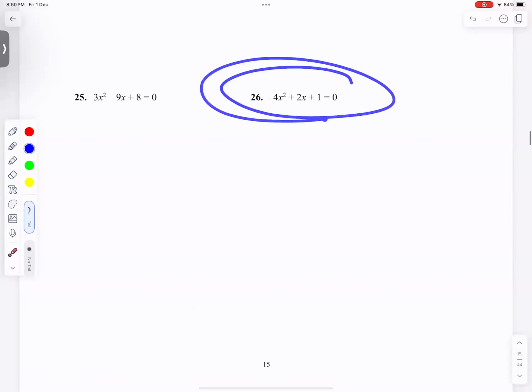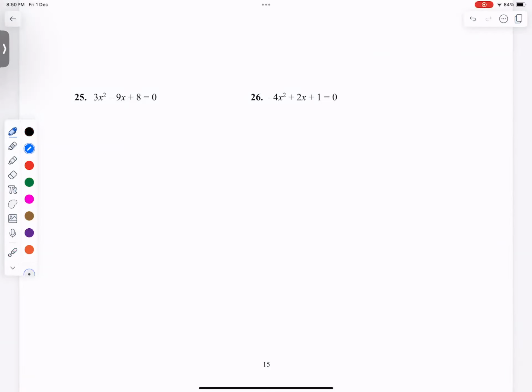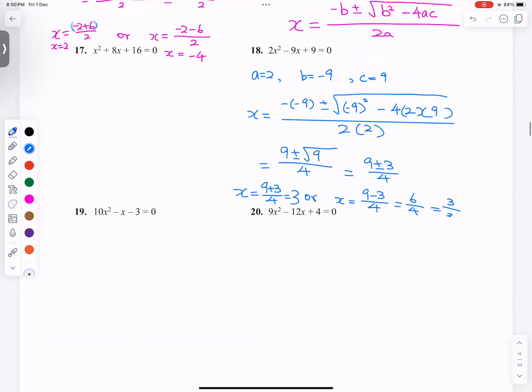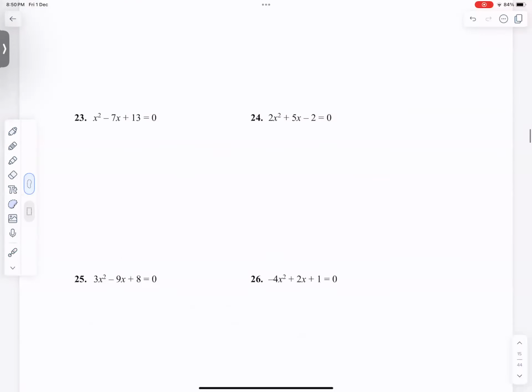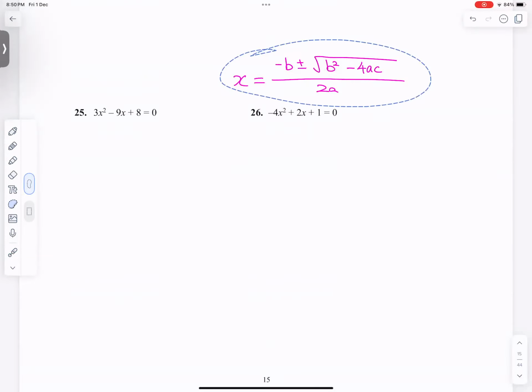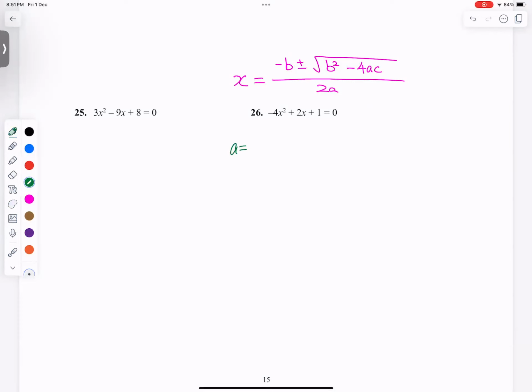Or we do 26 first. Question 26. Again, using quadratic formula. Remember the quadratic formula and then it will all be fine. What's your A, B's, and C's?